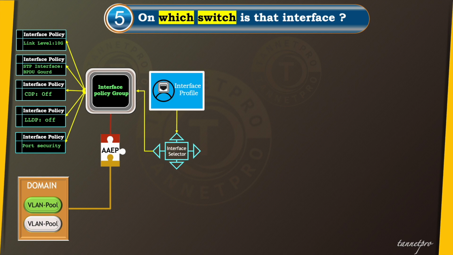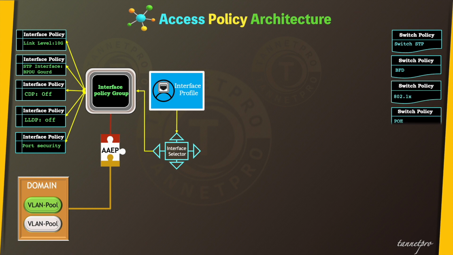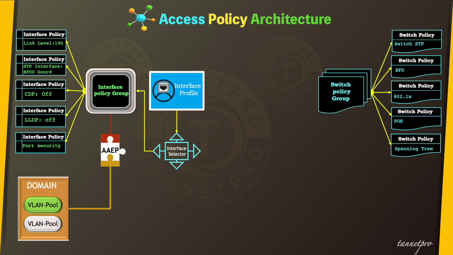In a similar way, we'll configure the switch policies, the individual policies like STP, like BFD, like .1x authentication we do in a switch, right? Like PoE configuration, like spanning tree, all of the stuff. So lots of policies you can configure for your switch, and you will tie them together in a group that we'll call a switch policy group. Very similar to your interface policy group, right? So you did configurations, you tied them together in a switch policy group.